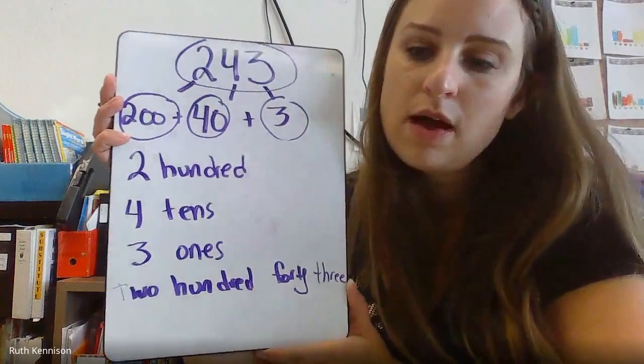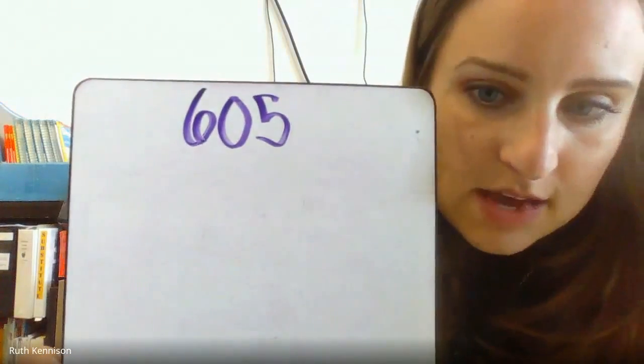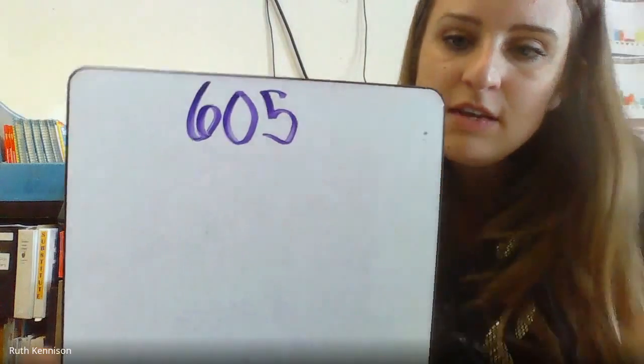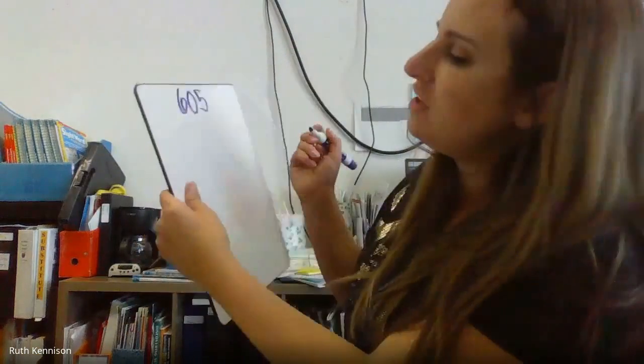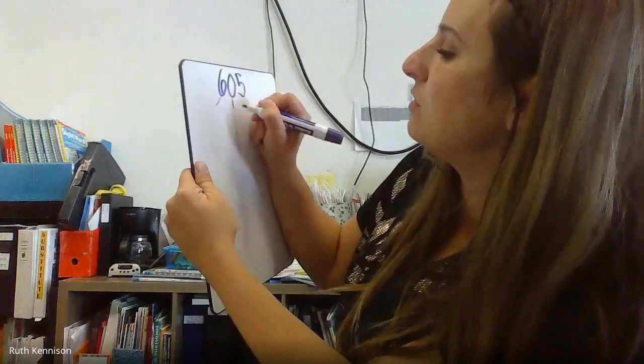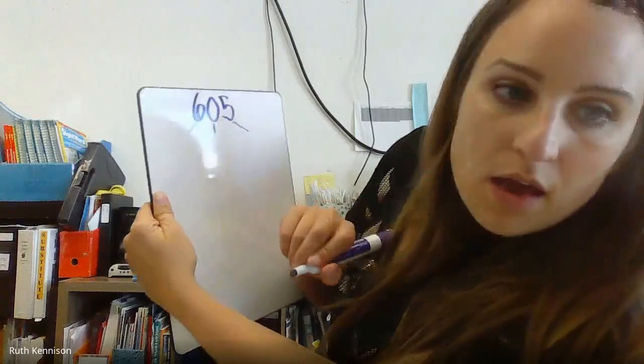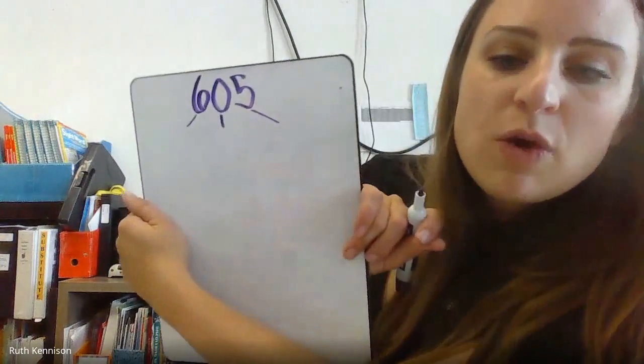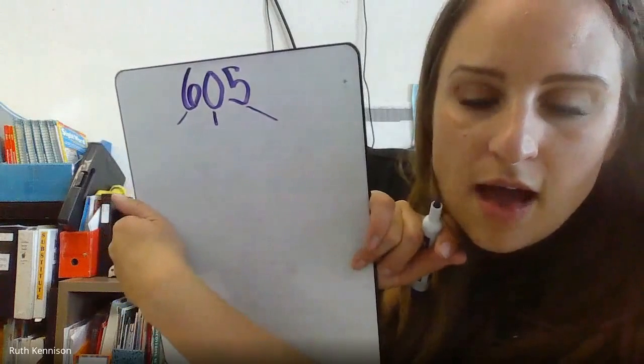All right, let's, you want more? We're going to keep going. Oh, yeah. So now I have the number 605. Now let's build our number bond with each one of our place values. Okay, how many hundreds do I have in this number? How many hundreds, Valerie?